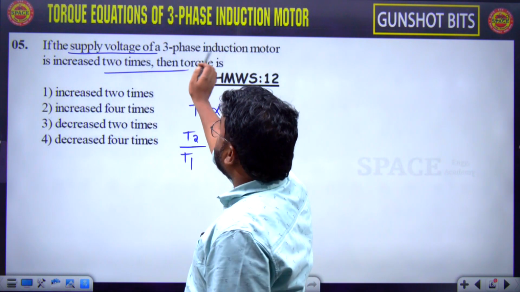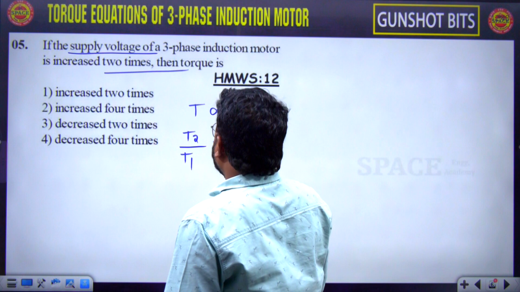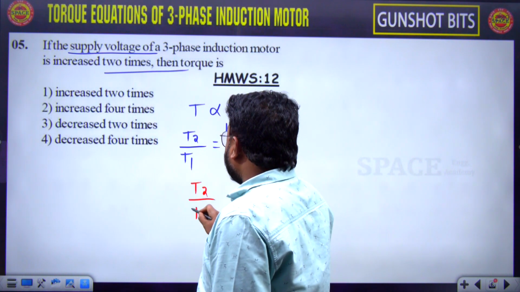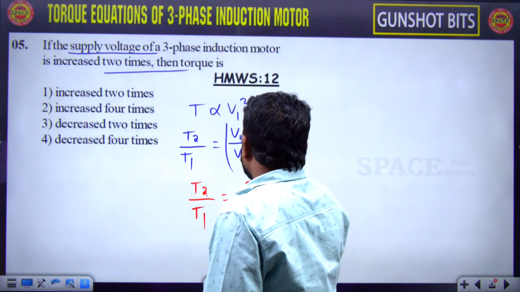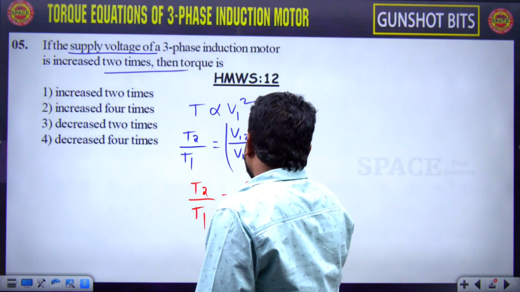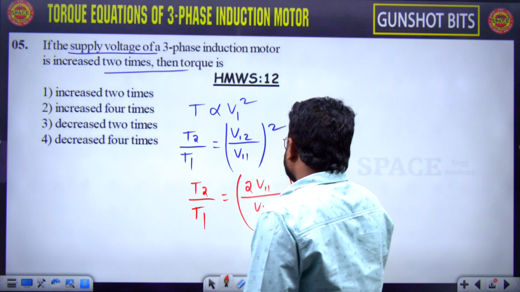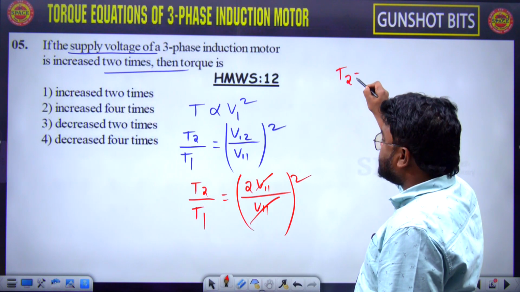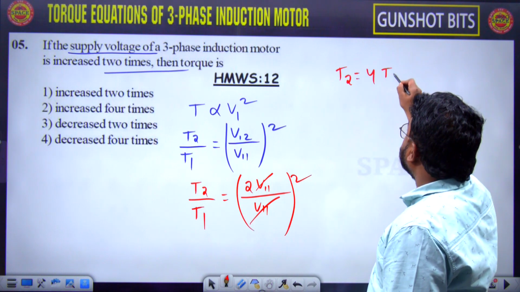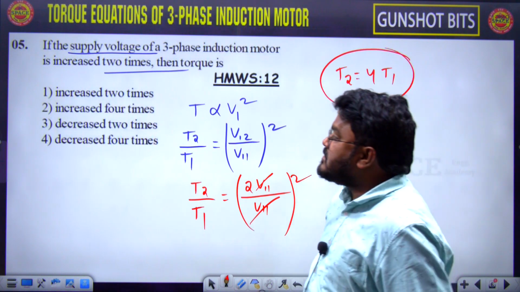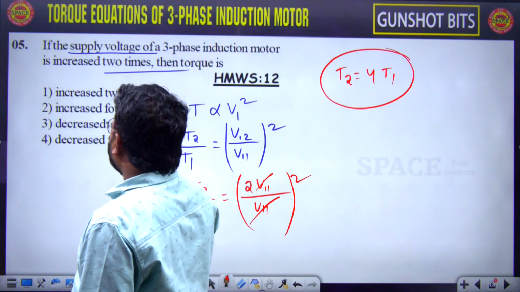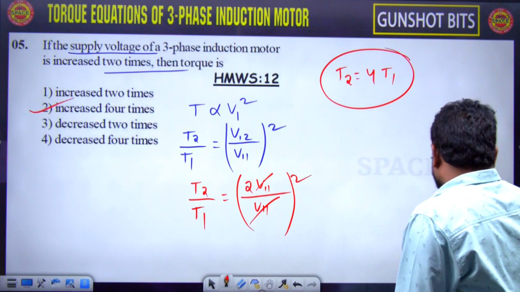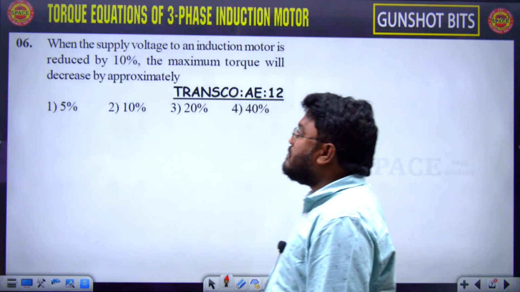The applied voltage of the motor is increased by 2 times. So T2 divided by T1 is equal to 2 times V1 divided by V1, the whole square. So V1 is cancelled out. T2 is equal to 4 times T1. So the answer for this question is increased to 4 times. So option 2 is correct for this question. And next, let us solve question number 6.